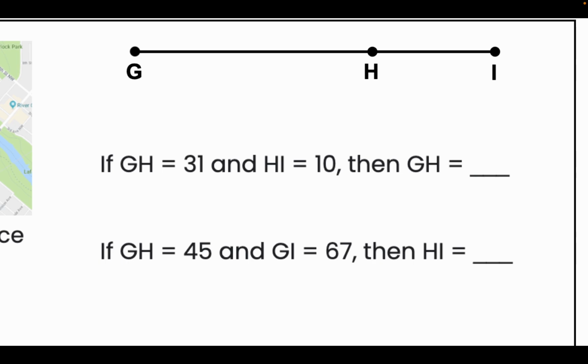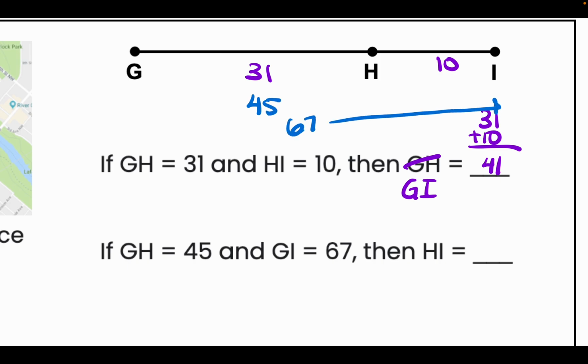Okay, in this picture, if GH is 31 and HI is 10, then what is GI? Well, what we're going to do, we're going to take 31 plus 10, and that's going to get us our whole length. So 31 plus 10 is 41.